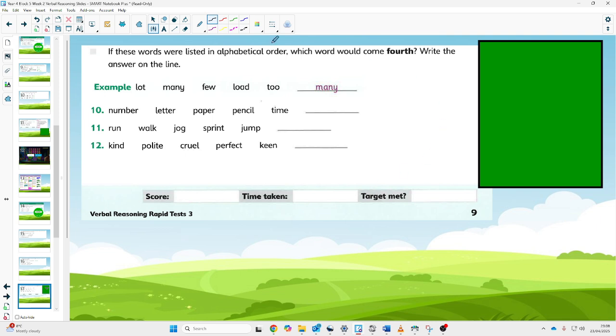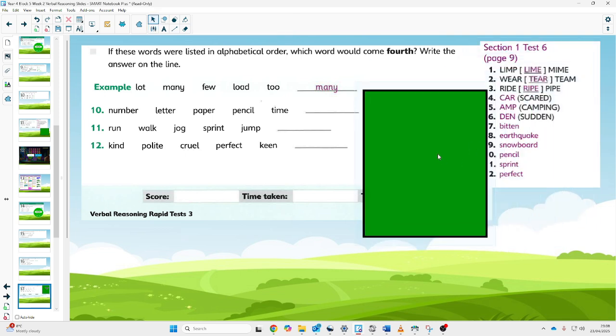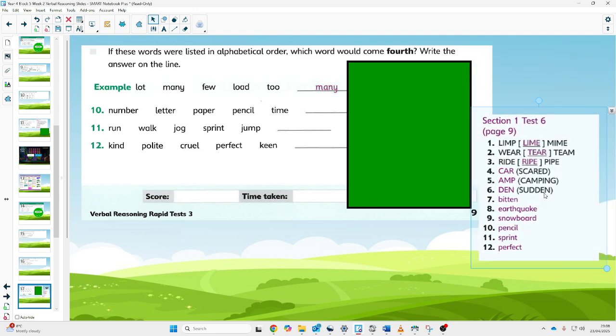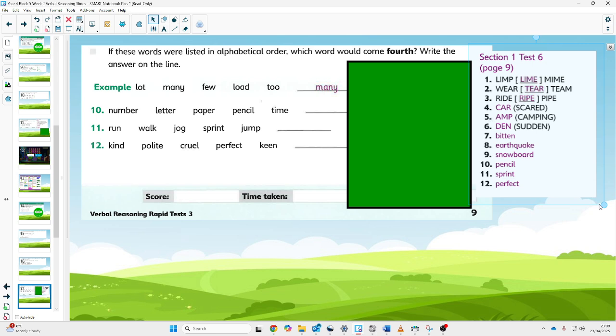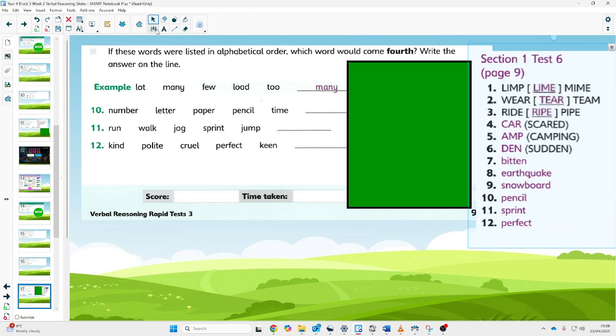So what we're going to do now is just have a little look at the answers for these. So there you go, they're all listed down there for you. So let's just quickly go down through them. So here you can see limp. You change P into an E. How did you know that? Because the E is over here. And then it becomes mime. So we've got limp, lime, mime.